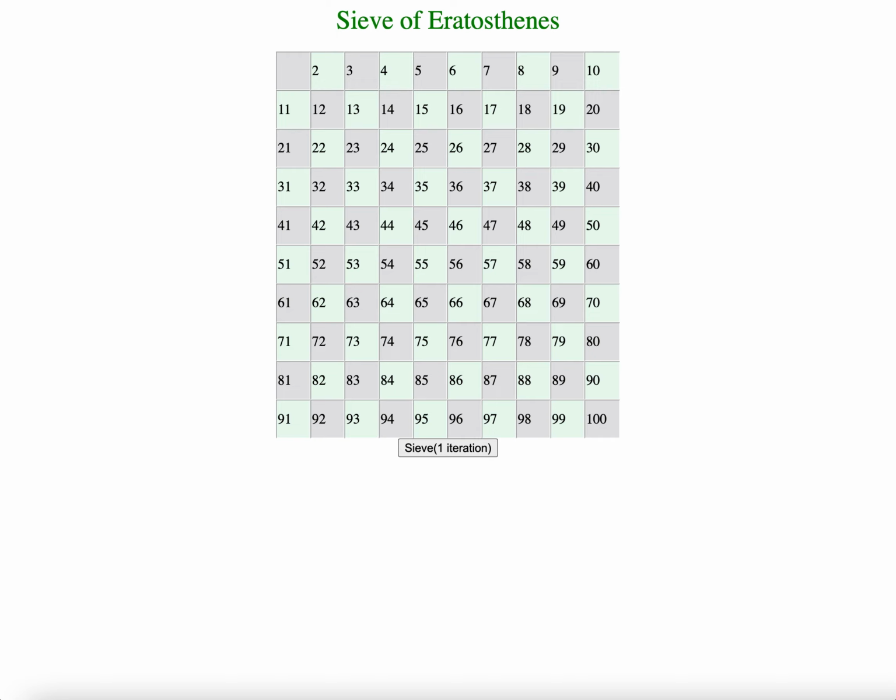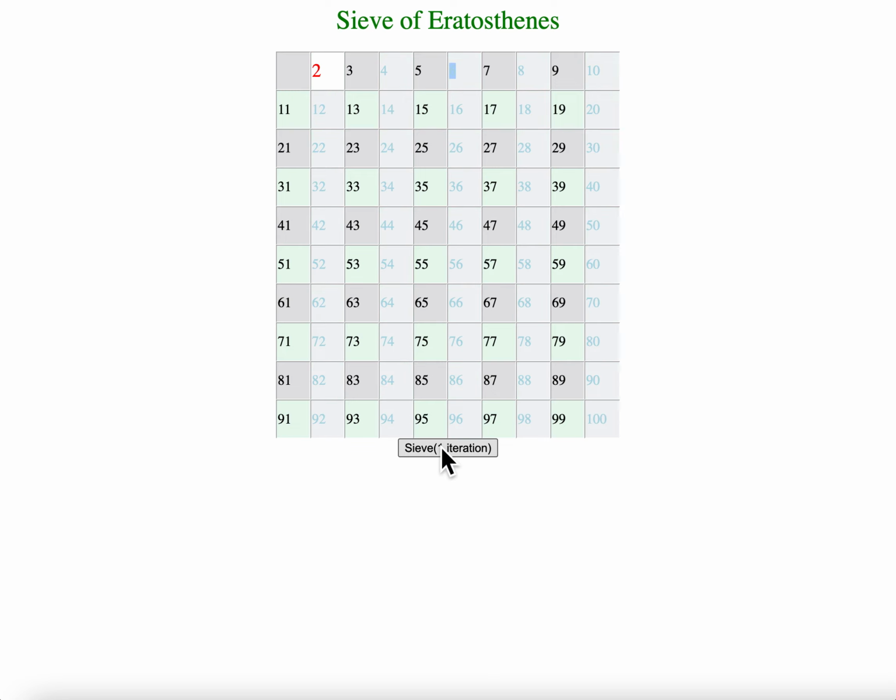The first number you see here is 2, so we call it a prime number. And then what you do is you sieve out all the multiples of 2. You keep 2 as a prime number, and you get rid of all the multiples of 2, like 4, 6, 8. Let's do that. Those even numbers are gone. Number 2 is a prime number. And then you continue the process.